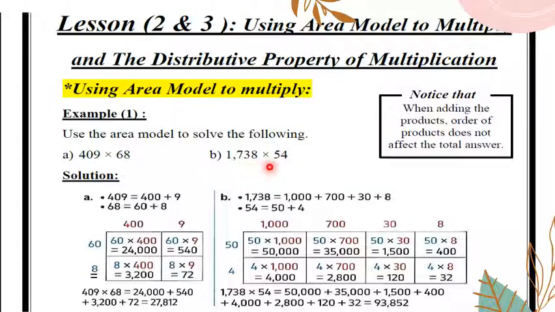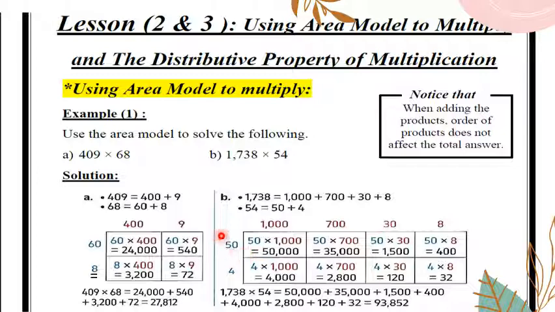In example B, 1,738 times 54. First of all, we have to break the numbers. 1,738 means 1,000 plus 700 plus 30 plus 8, and 54 means 50 plus 4. Then let's draw the area model and write here 50 and 4 and up 1,738. Let's multiply 50 times 1,000. I'm going to write the answer here in the first box.